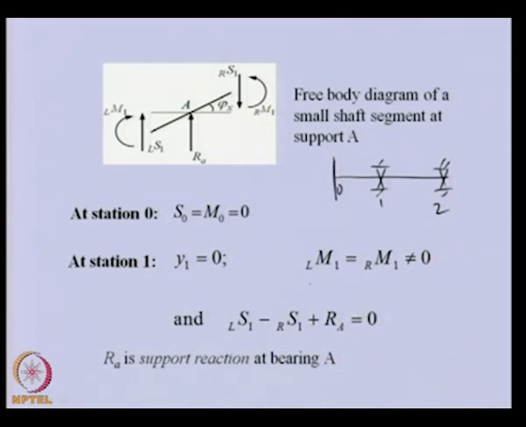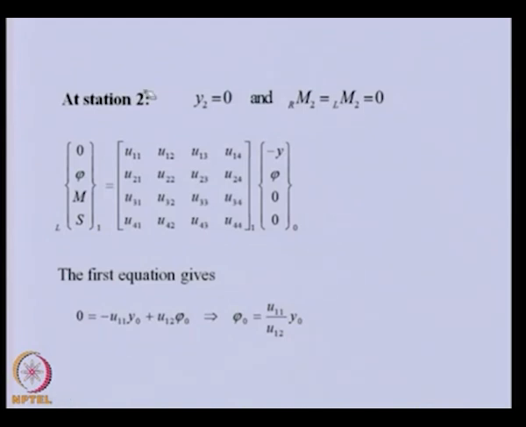Now, at station 2, what is the boundary condition, which is simply support. At station 2, we have displacement y2 is equal to 0. Also, the bending moment is 0, because of the simply supported end condition. For station 2, we have the simply supported case, but the intermediate support is different as compared to this simply supported case.